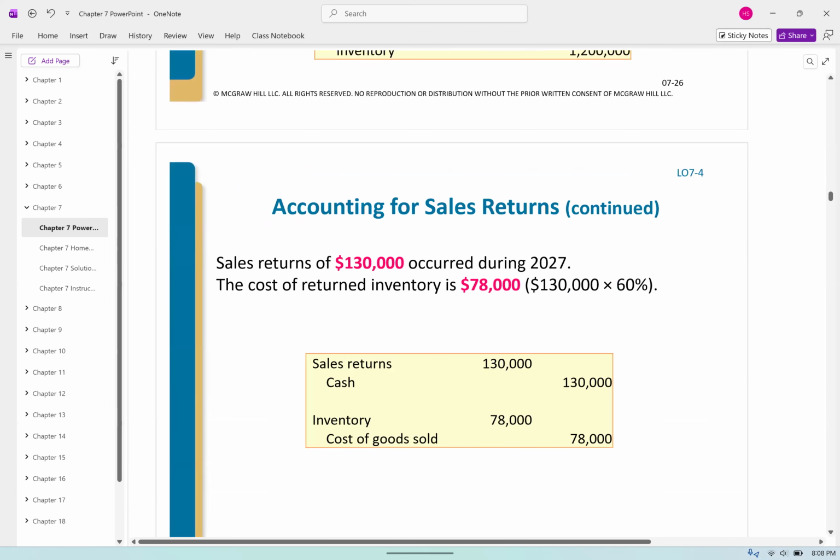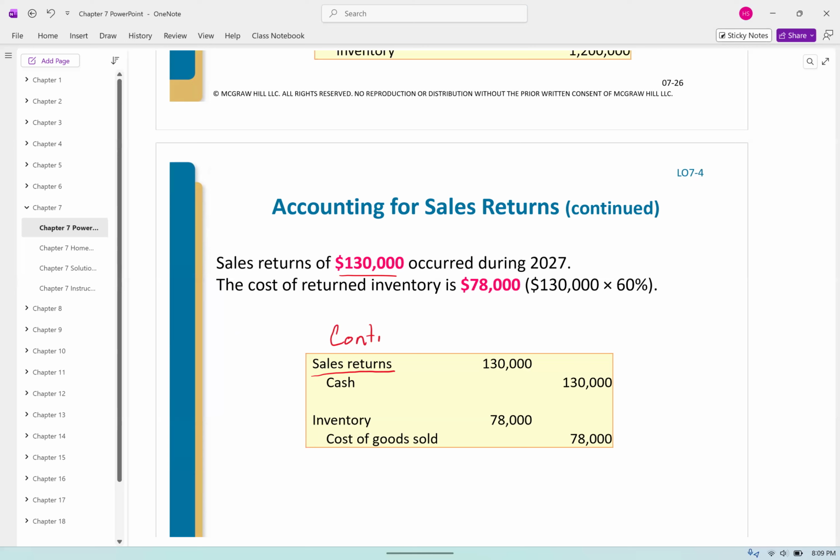So they gave us a whole lot of information here. They told us that 130,000 was actually returned. But remember that estimate, they said that 200,000 would likely be returned. So we would debit sales returns. Sometimes books will call this an expense. I think it looks like an expense. I have seen textbooks call it a contra revenue account. Anyway, it's the same thing, but it does bring sales down to net sales. So we debit sales returns, credit cash for 130,000.